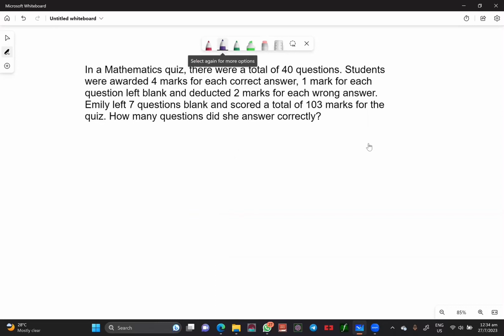Hi everyone, today we are looking at a question like this. As you can see over here, it says that in the mathematics quiz, there were a total of 40 questions. So total 40 questions, write that down first. This is sentence number one.